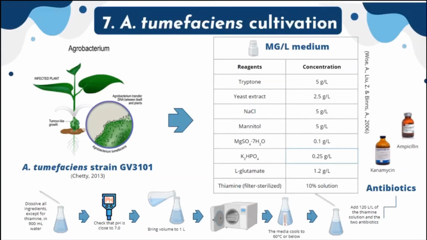In this stage, two types of medium will be prepared. The first one will be a regular MGL medium, and it will be used for the cultivation of regular Agrobacterium, while the second one will contain the two antibiotics required for plasmid maintenance or selection, which in this case are kanamycin and ampicillin. This medium will be used for the cultivation of the Agrobacterium containing the binary vector.